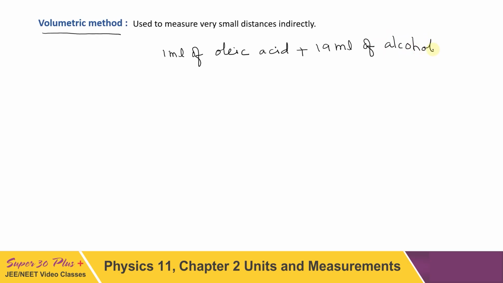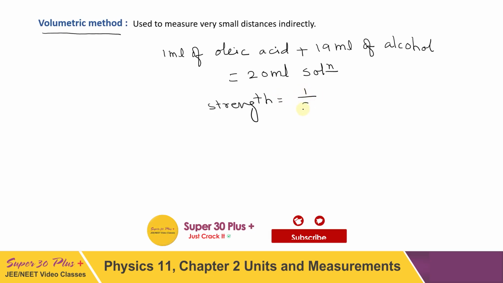When poured on water surface, it makes a circular patch. So 1 ml of oleic acid is taken, and in this 19 ml of alcohol is mixed. What would we get? This is 20 ml of solution. Now as we can see, the strength of this solution, its concentration, will be equal to 1 upon 20. Again from this solution 1 ml is taken.